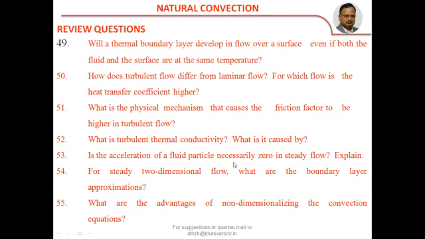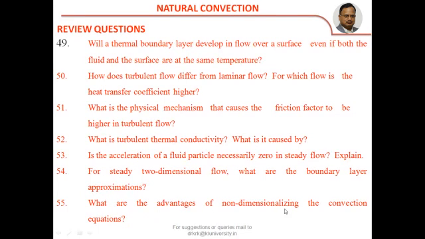Is the acceleration of a fluid particle necessarily zero in steady flow? Explain. For steady two-dimensional flow, what are the boundary layer approximations? This question number 53 is very important. Steady flow, is the acceleration zero? Think and then try to answer that 53 question, very important.